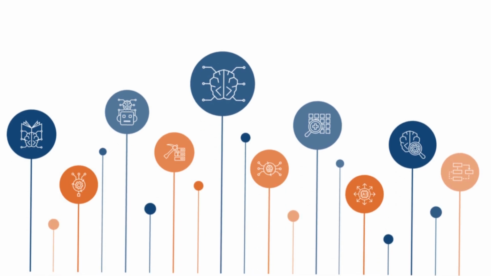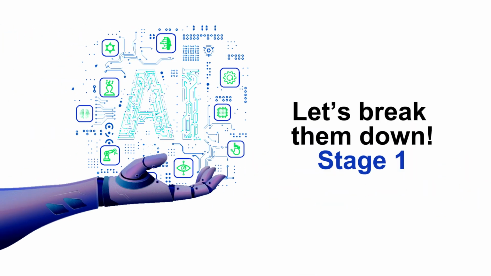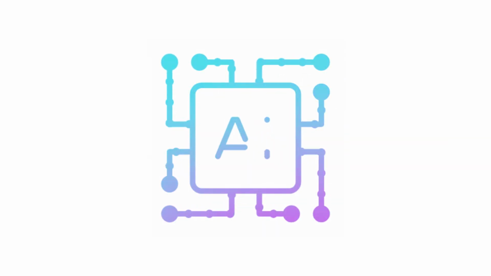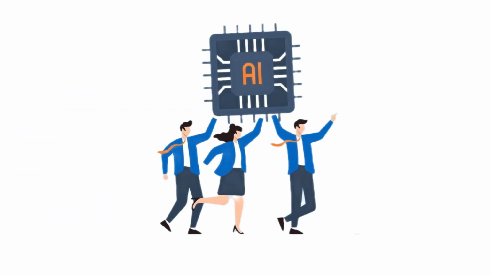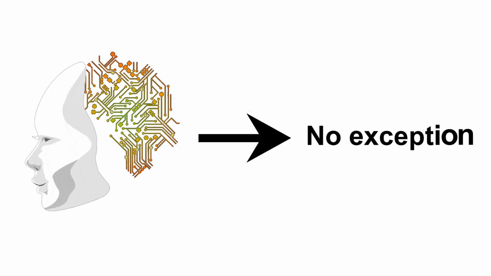The 10 stages of AI explained. Let's break them down. Stage 1. AI didn't appear overnight. It evolved step by step. Every revolution starts simple, and AI's first step was no exception.